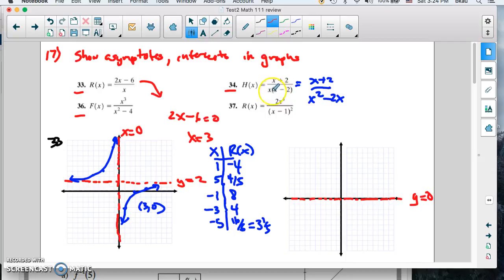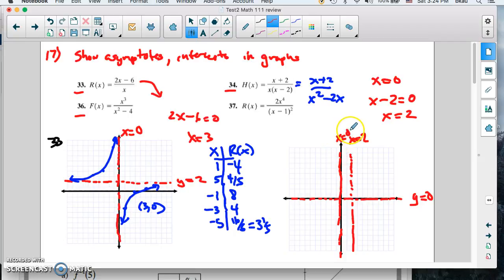And we have vertical asymptotes when the bottom is 0. So x is equal to 0 or x minus 2 equals 0. So that's going to be at x equals 2. So we're going to have two vertical asymptotes. One's going to be at 2 and one's going to be at 0. Okay, we have the two asymptotes here. All right, we don't have any oblique because the power on the top has to be bigger.